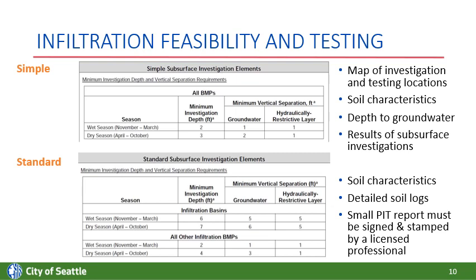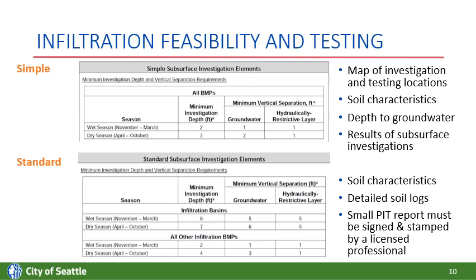So as I mentioned before, these are the tables for the subsurface investigation depths and to verify whether or not you're meeting your required vertical setbacks. The minimum investigation depth varies between the wet season, November to March, or the dry season, April to October, so it depends on when you're conducting it. The minimum investigation shown there is based on the depth below the proposed facility. So if you have a permeable pavement facility, the depth is going to be approximately 2 feet. And again, that's assuming that your existing and proposed grades are not too different.